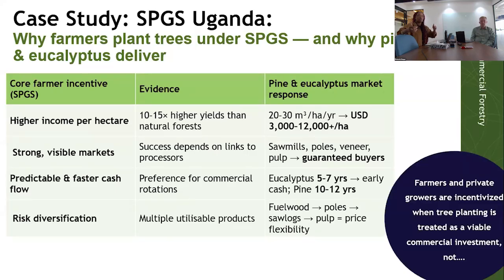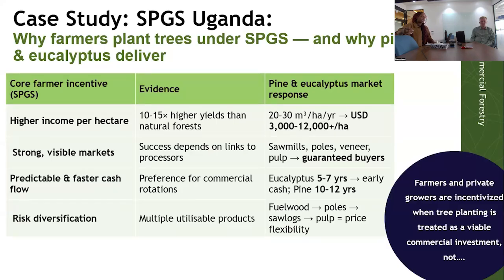So instead of maybe a mahogany tree being cut down after 20 to 30 years commercially, eucalyptus trees mainly for different markets. So mainly the 5 to 7 years would be probably for the veneer market. So after 5 to 7 years, a farmer can harvest a eucalyptus tree and get money for it. For pine, 10 to 12 years. So these are shorter times for the farmer to earn cash on their land.